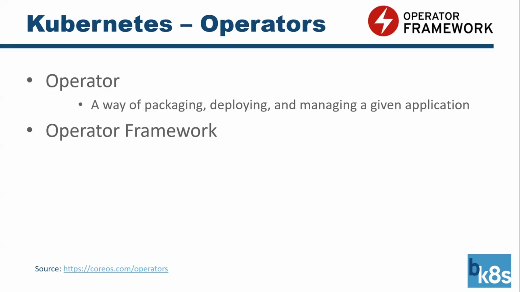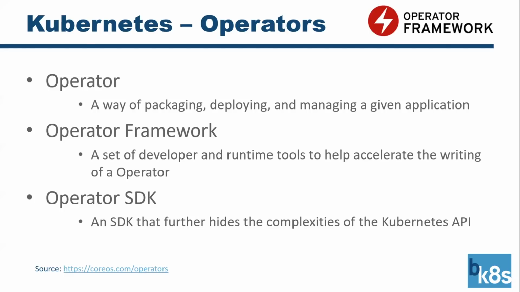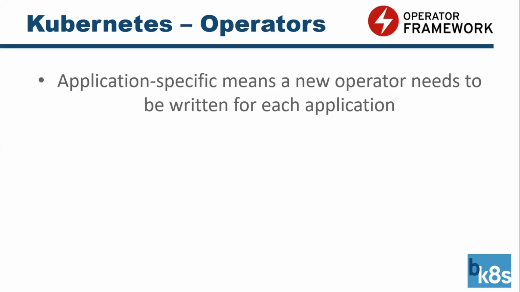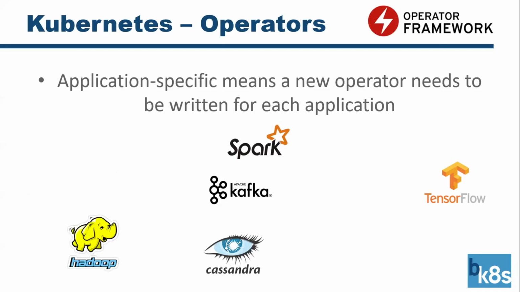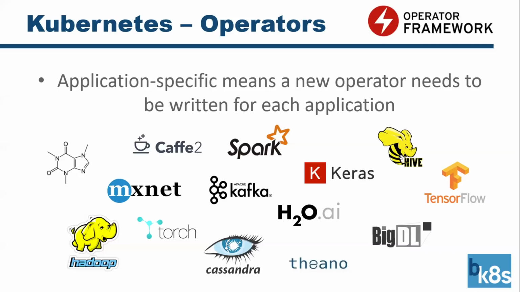Now, the open source community has created an operator framework, which makes it easier to develop an application-specific operator. And finally, there's another tool on top of that called the Operator SDK. These are layers of abstraction, which make it easier to develop an application-specific operator. But still, we require a different operator for each application to be deployed on Kubernetes. And with the plethora of AI and ML applications in the marketplace today, this would be quite a few operators. This is very challenging for the enterprise to do.